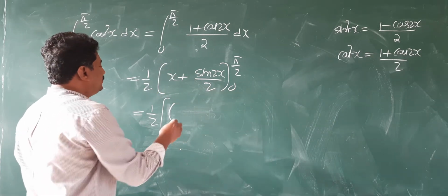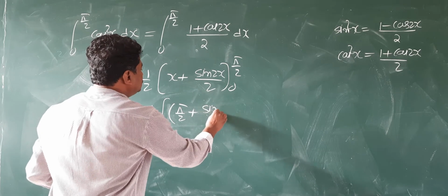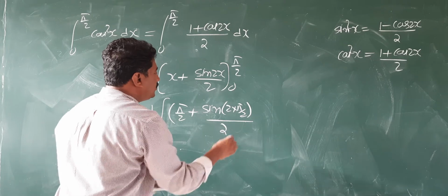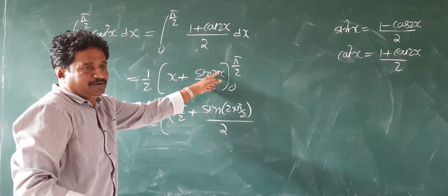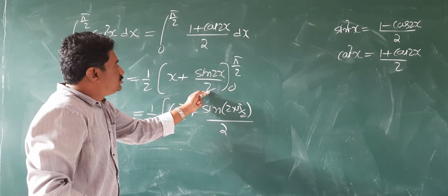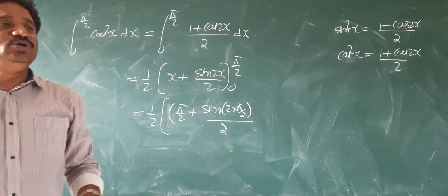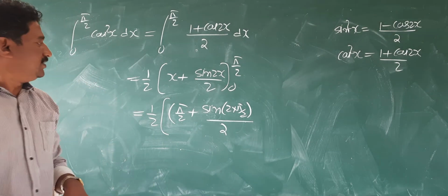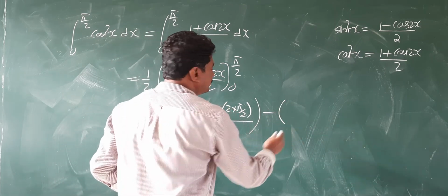So 1 by 2. Tell me the upper limit. What is x? Pi by 2, plus sin 2 into pi by 2, whole divided by 2. Carefully write the terms. In place of x you write pi by 2. This is sin 2x whole divided by 2. While integrating, you should divide by the x coefficient. Dividing by the x coefficient is a must. This is the upper limit part.